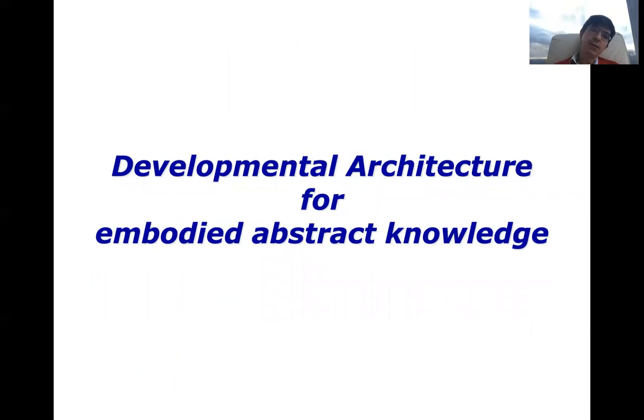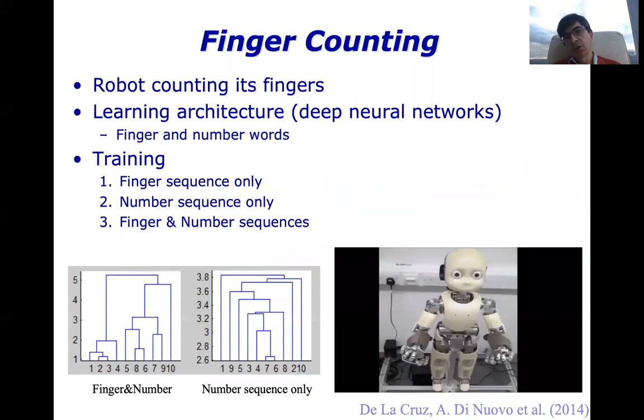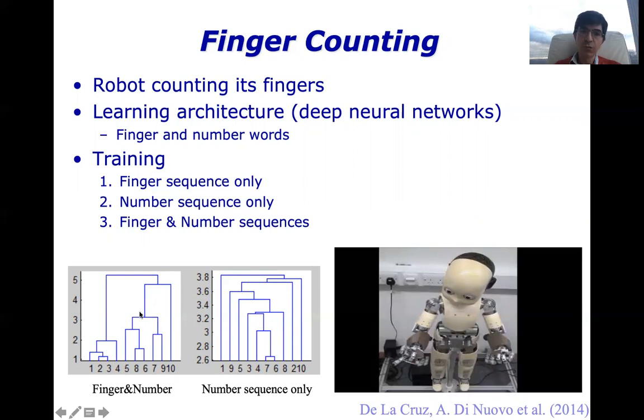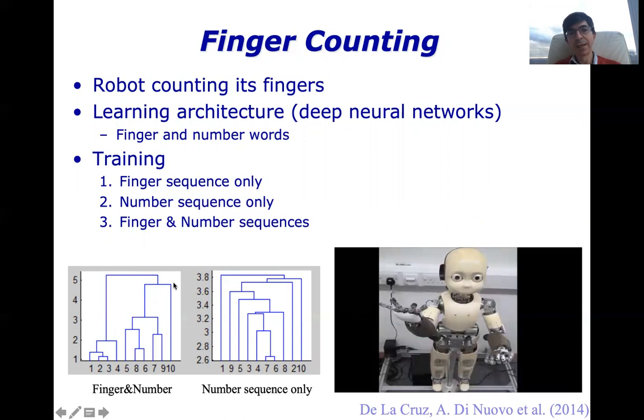Now let's look at a slightly different developmental architecture, still for language, but we are looking at abstract language, including abstract knowledge referring to numbers, for example. In a previous study with Alessandro Di Nuovo, we showed that the robot doing finger counting can be trained to perform simple operations. If we visualize the structure of the representation of numbers, when the robot is doing at the same time finger movement and number repetition, 1, 2, 3, 4, you get a hierarchical organization of the similarity of the internal layer. This is the intermediate layer of the network, which is very closely related to numbers. 1 and 2 are close to each other, 1 and 10 are very far.